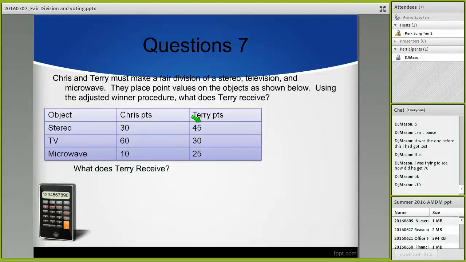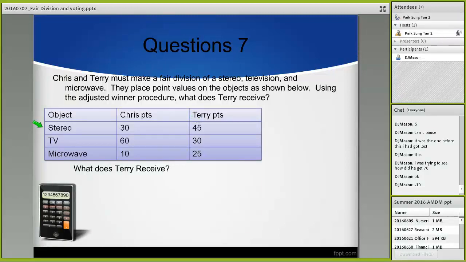No, not points. What items will... Okay, you don't get it. All right. They are trying to divide three items: stereo, television, and microwave. See who will get what. Okay? So they are given the points. They say, okay, I give you 100 points. You're gonna give these three items points. Whoever gives the items the most points will win the item. They will take the item home.